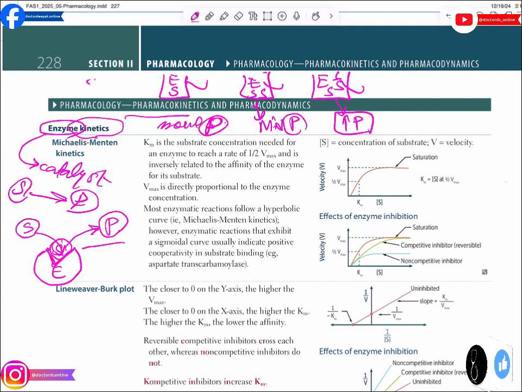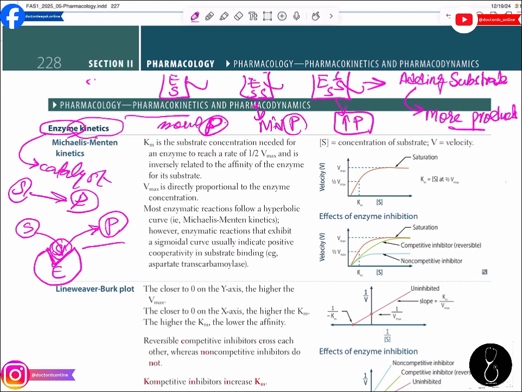If we summarize that concept, it means adding substrate becomes more products. Okay?